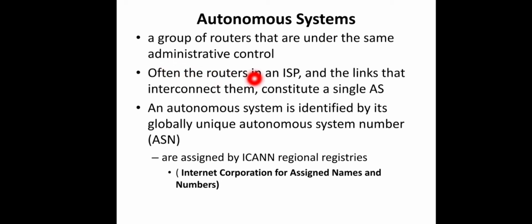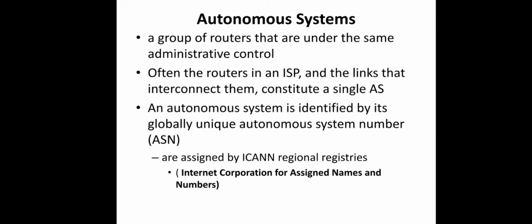Maybe that same ISP. So the routers in an ISP and the links that interconnect them together constitute a single autonomous system. Each autonomous system is identified by its globally unique autonomous system number, or ASN. These autonomous system numbers are assigned by regional registries managed by ICANN. ICANN stands for Internet Corporation for Assigned Names and Numbers. That's the organization responsible for assigning IP addresses, domain names, and ASNs, etc.